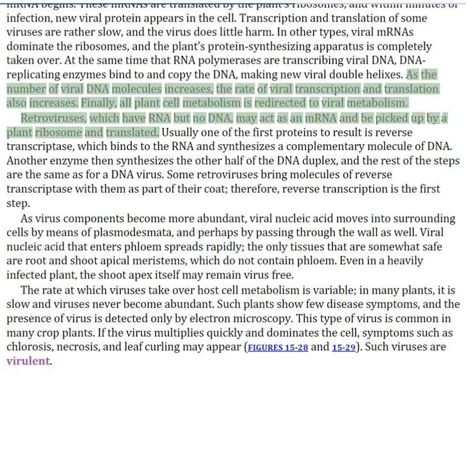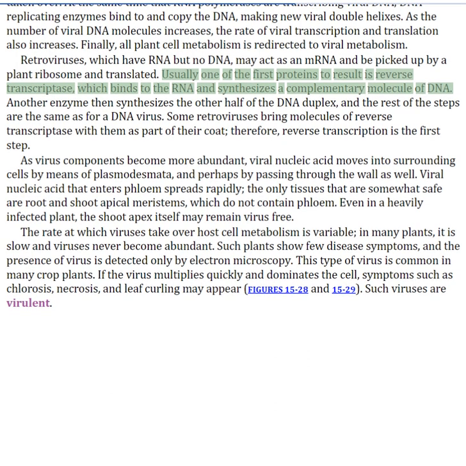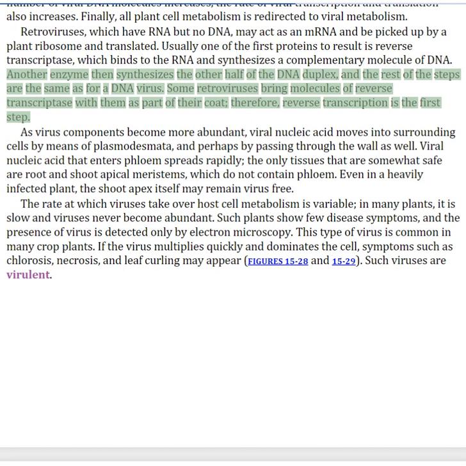Retroviruses, which have RNA but no DNA, may act as an mRNA and be picked up by a plant ribosome and translated. Usually one of the first proteins to result is reverse transcriptase, which binds to the RNA and synthesizes a complementary molecule of DNA. Another enzyme then synthesizes the other half of the DNA duplex, and the rest of the steps are the same as for a DNA virus.